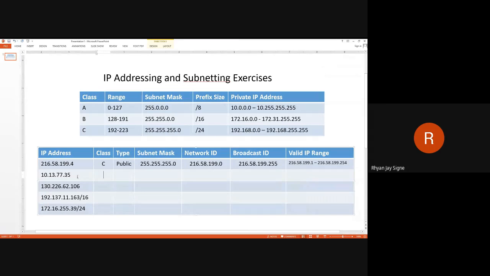The second example is 10.13.77.35. Basically, on the table, which class does it belong to? It belongs to class A, right? So the class is class A. Then is it public or private? Private, because it falls in this range. So it is private.